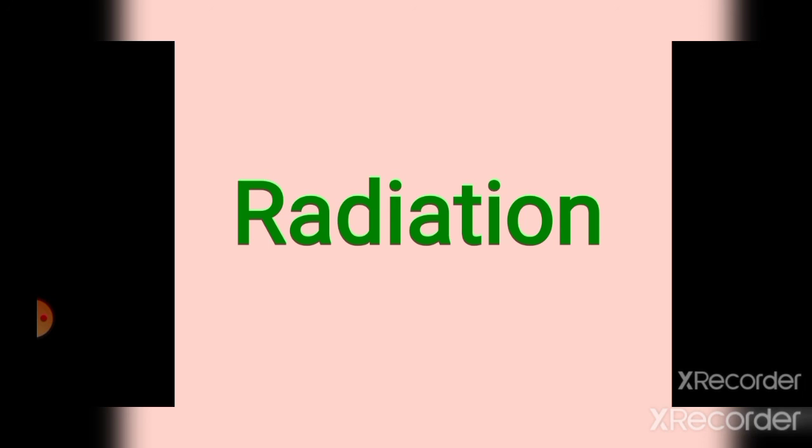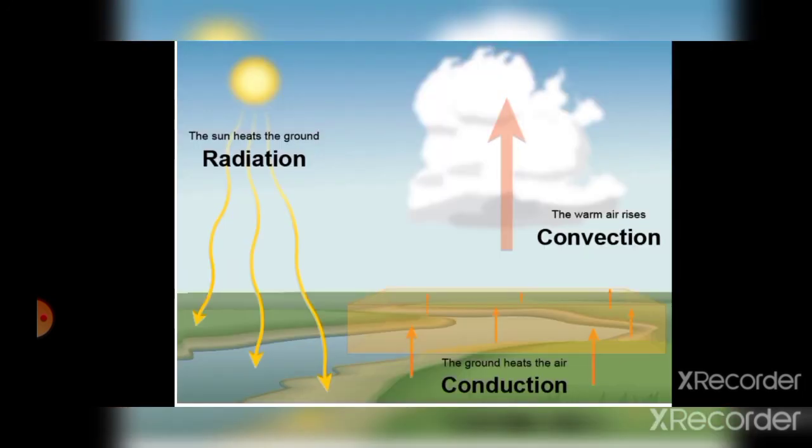Now, how does heat from the sun reach the earth? The sun is very far away from the earth, and there is mainly empty space between the sun and the earth. Even then heat from the sun reaches the earth. Heat from the sun cannot reach the earth by conduction or convection, because both these processes require a material medium to transfer heat. They cannot take place in empty space. Heat from the sun reaches the earth by the process of radiation.